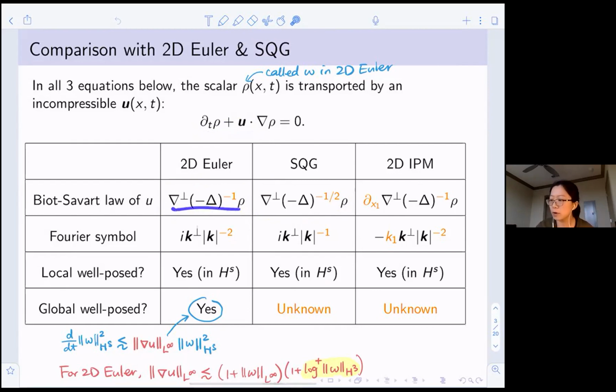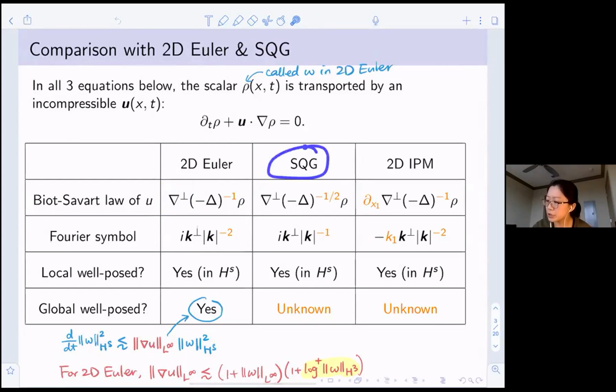And so all these three are incompressible. However, there are some subtle differences. For example, if we look at 2D Euler here, then starting from the vorticity, we take the inverse Laplacian and then we take the grad perp, which is the gradient rotated by 90 degrees, to recover u, right? So in that sense, u is one derivative more regular than the vorticity, right?